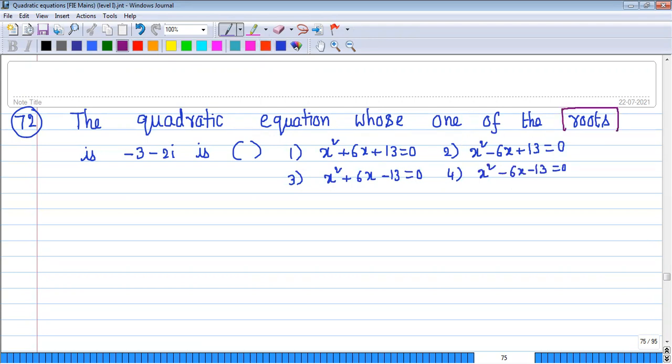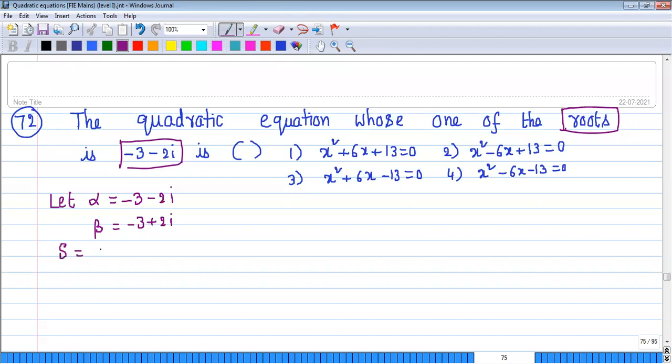Whose one of the roots is minus root 3 minus i. That means let the given root be alpha equals minus 3 minus 2i. Its conjugate complex number is obtained by just changing the minus by plus. That will be minus 3 plus 2i.